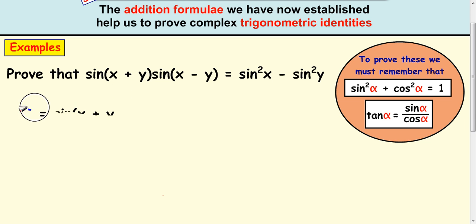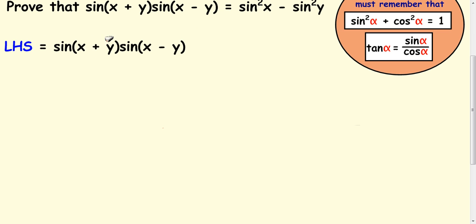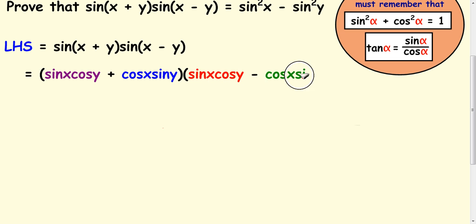So as before, start with the left hand side and see if we can do things to this to make it equal the right hand side. So the first thing I can do, I can see that I can expand this and this. So this is going to go to the sine of x cos y plus cos x sine y, just this bit here. So write that out in brackets. And you're going to multiply all of that by sine x cos y take away cos x sine y, just using your formula sheet.